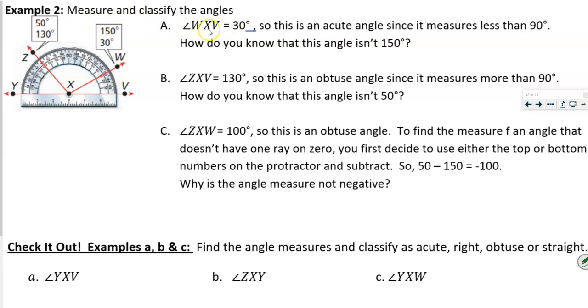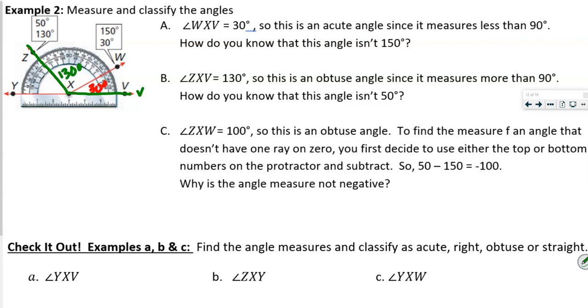It says angle WXV is 30 degrees. Because again, over here, we're looking at the inside, so we can see that this is 30 degrees. Then it says ZXV. Where's Z? ZXV is right here, so that would be this angle right here. Because this V is on the bottom, we're going to use the inside measure. So again, right here, you should see that this is 130.